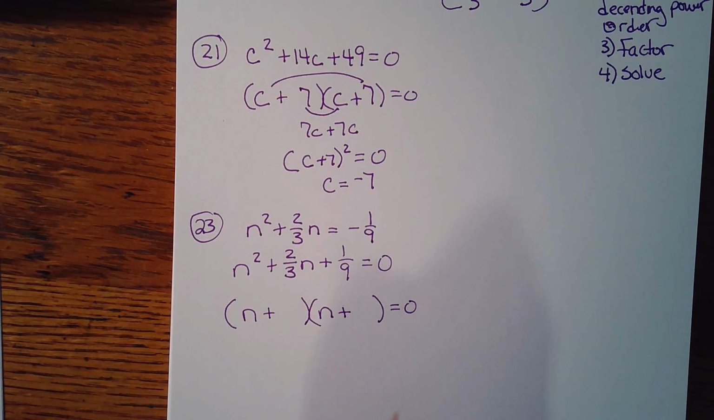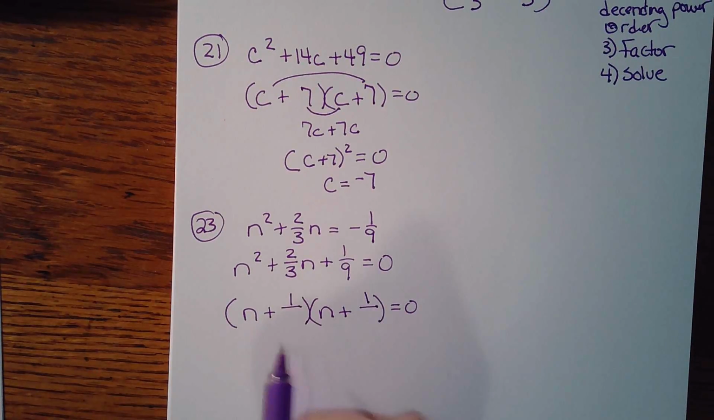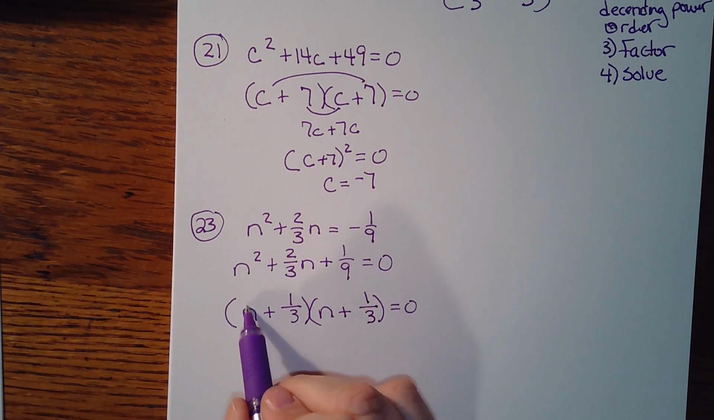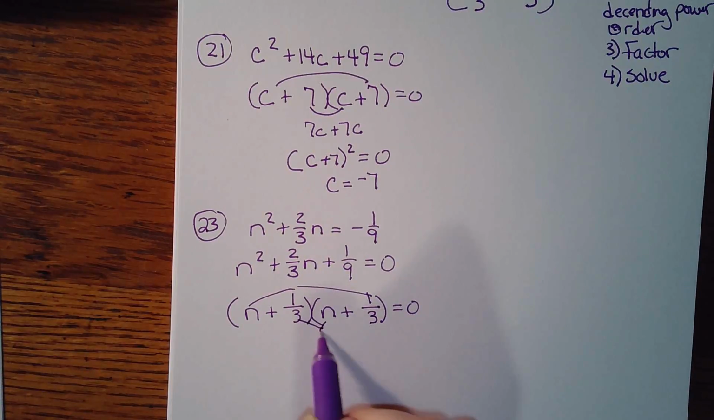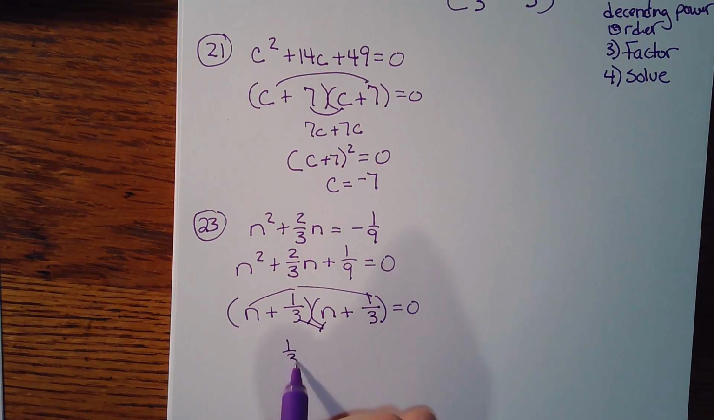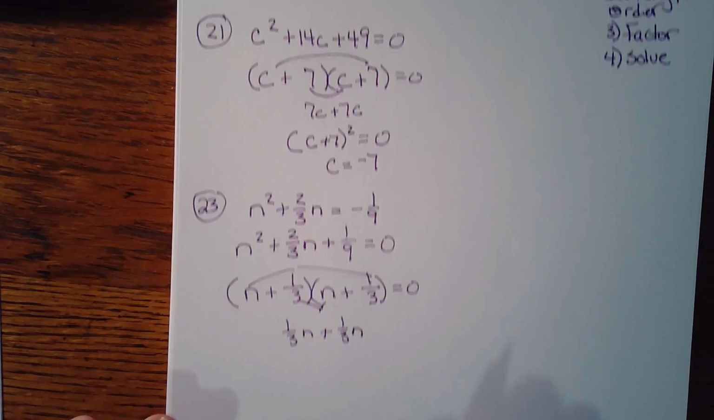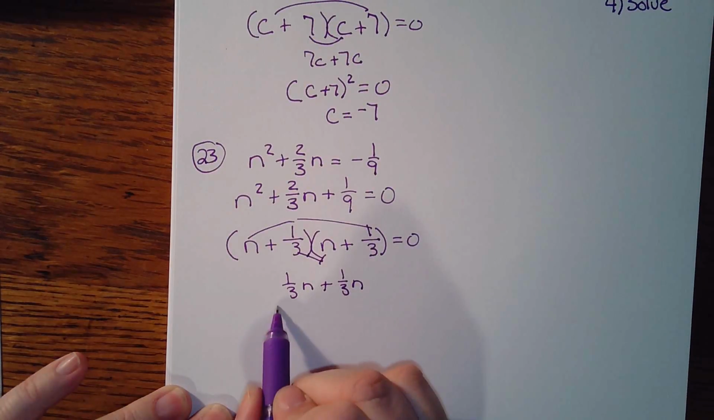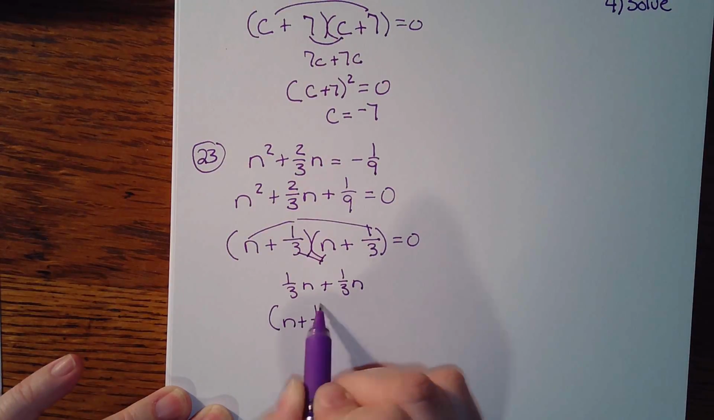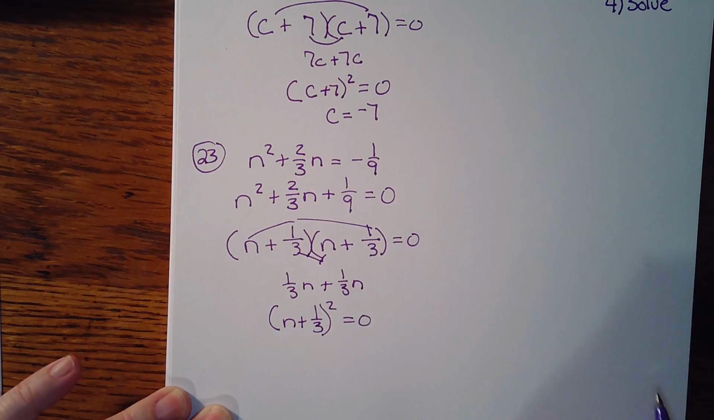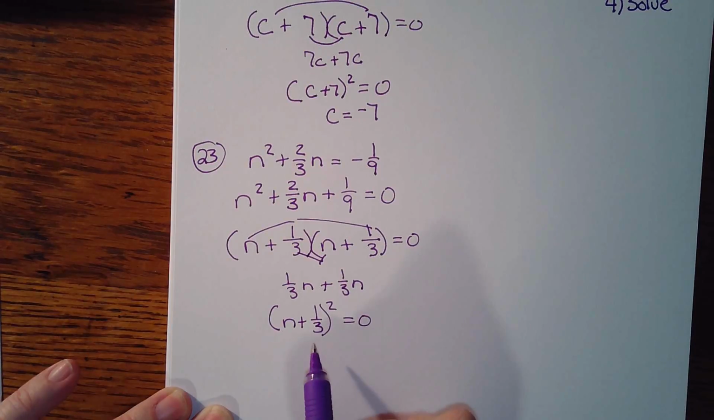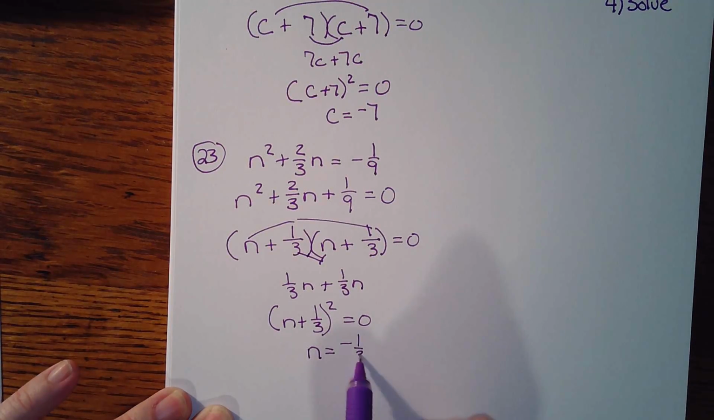Now, what is the square root of 1? Well, it's 1. What is the square root of 9? It's 3. To do your OI check, 1/3 n plus 1/3 n gives me 2/3 n. So therefore, my answer is n plus 1/3 quantity squared equals 0. So when I set this equal to 0 in the very final answer, n is going to equal negative 1/3.